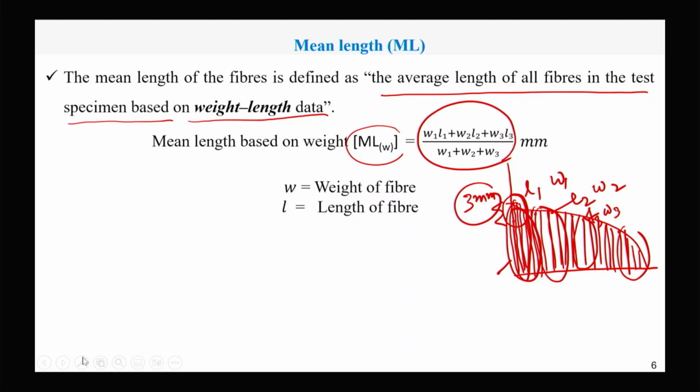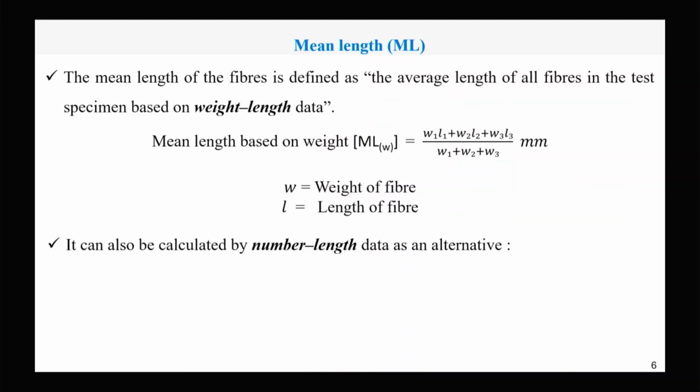In spinning what we do, we don't measure the number of fiber. It's very difficult to measure the number of fiber, but we can take the weight of fiber, okay. So that is for analysis of waste percent or comber noil percent. This mean length based on weight is important.